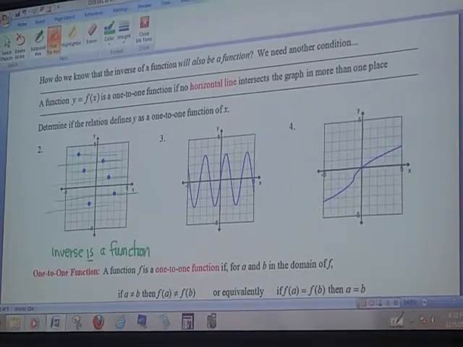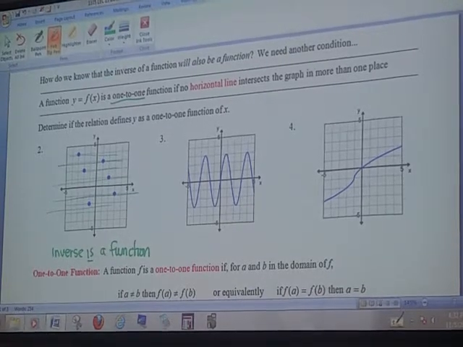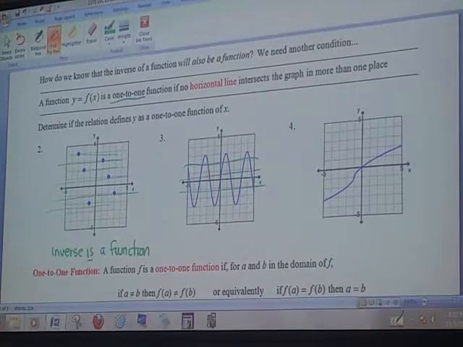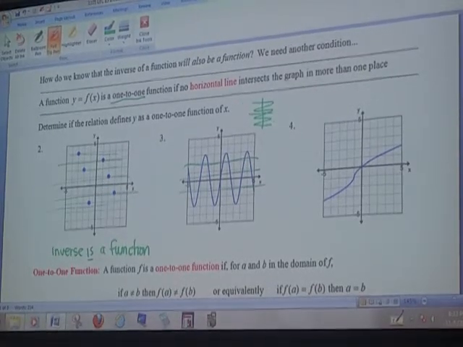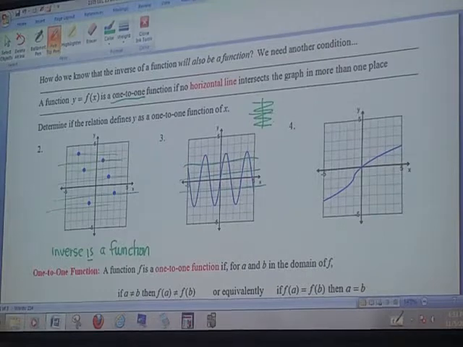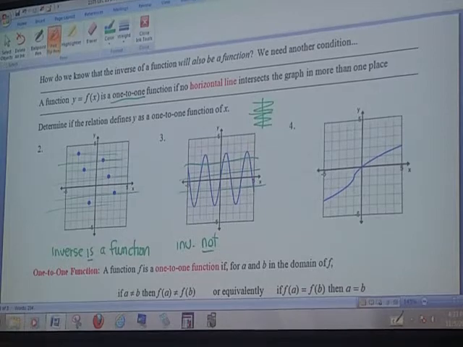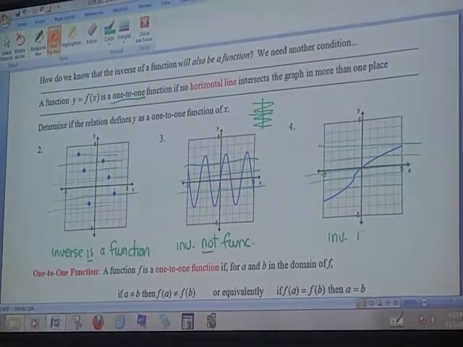Functions that have that property are called one-to-one, okay? This one, even though it is a function, because if I were to drop a line straight down it never hits anything, fails the horizontal line test. If I reverse each coordinate, I get something that's not a function anymore, okay? So the inverse is not a function. This one, if I take a horizontal line, okay, that means the inverse is a function.